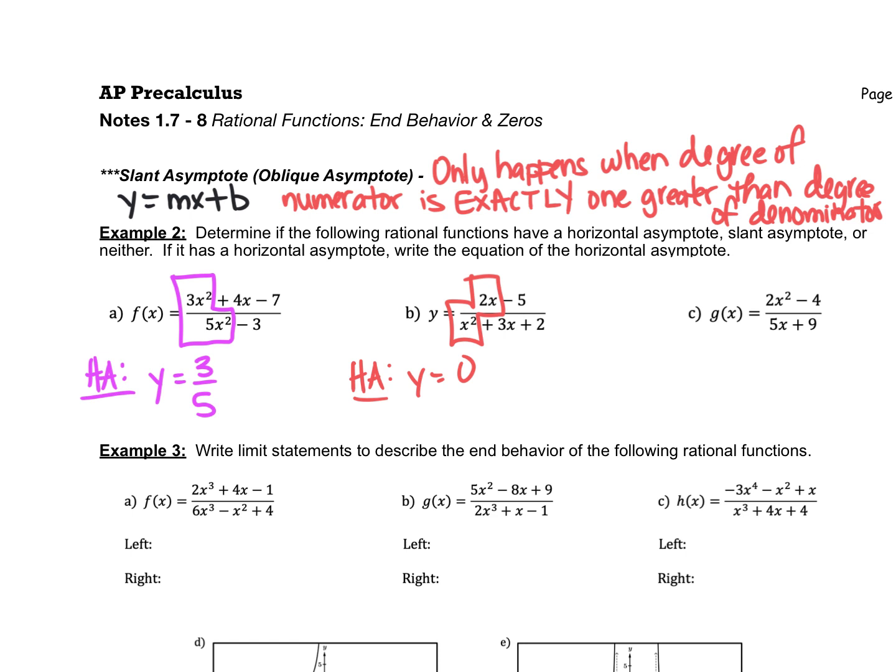And then finally, take a look at C. Looking at your highest degree terms, who's larger, numerator or denominator? Numerator. So if the numerator is larger, there's no horizontal asymptote. In order for there to be a slant asymptote, the degree has to be exactly 1 greater. Is it exactly 1 greater on the top? Yes. So we have a slant asymptote. Now, you will learn Monday how to find a slant asymptote. So for right now, it's good enough to know that we got one.